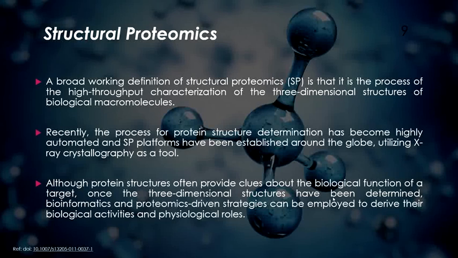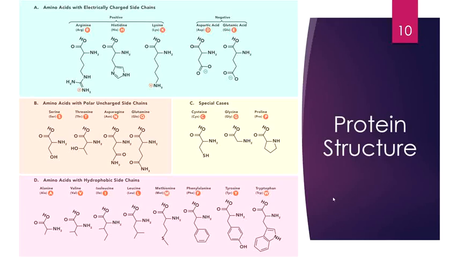So before diving more into how the structure is solved and all, we have to know about the components of protein. So what are proteins made up of? Amino acids. Amino acids, very good. So now in general there are 20 amino acids, right?